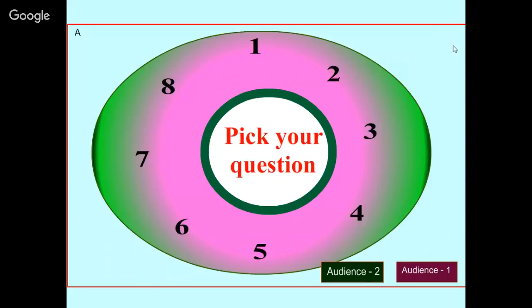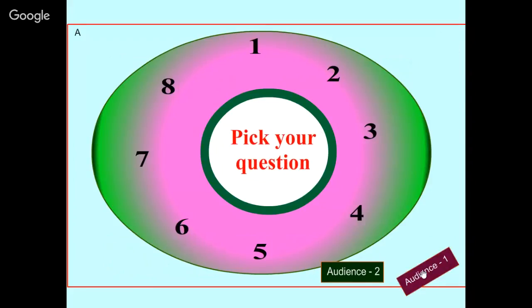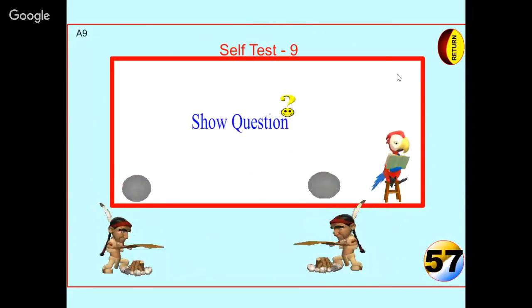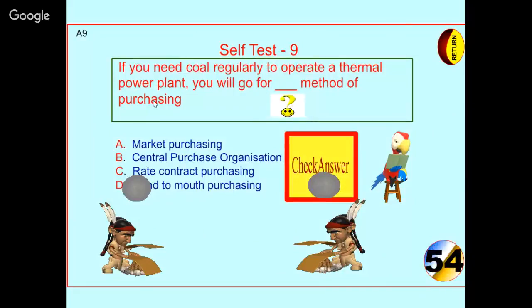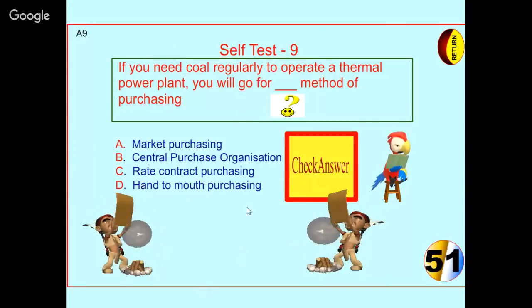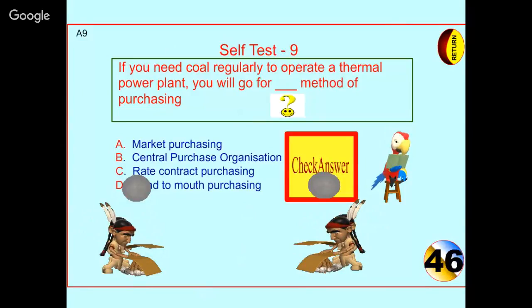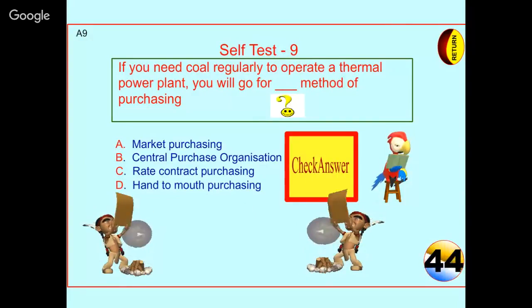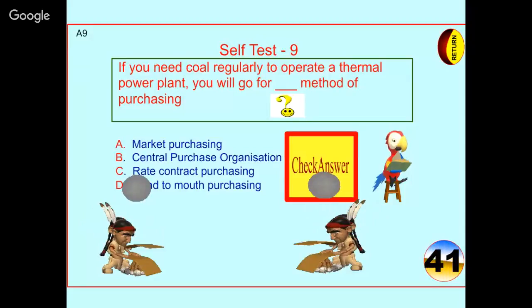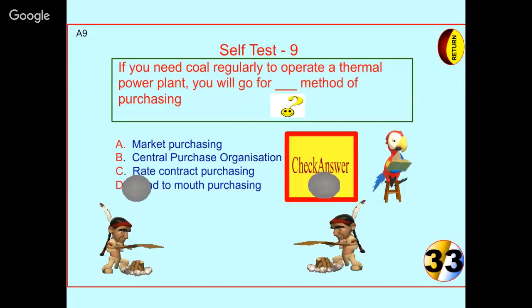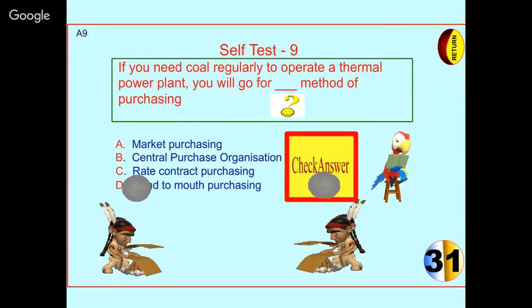We are now left with 2 more bonus questions. This is free for anybody. Any team can answer. Question number 1. Ready? If you need coal regularly to operate a thermal power plant, you will go for dash method of purchasing. That is, what is the method of purchasing you will go for? Market purchasing, central purchase organization, rate contract purchasing, hand to mouth purchasing.